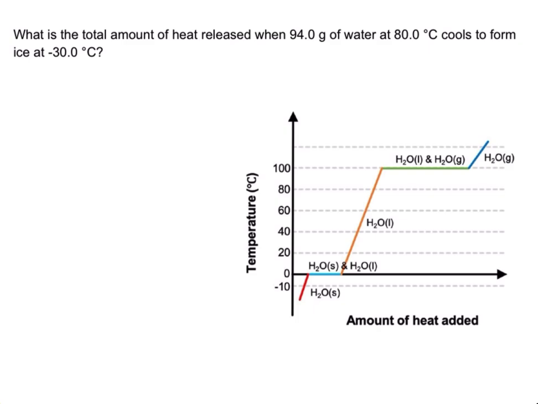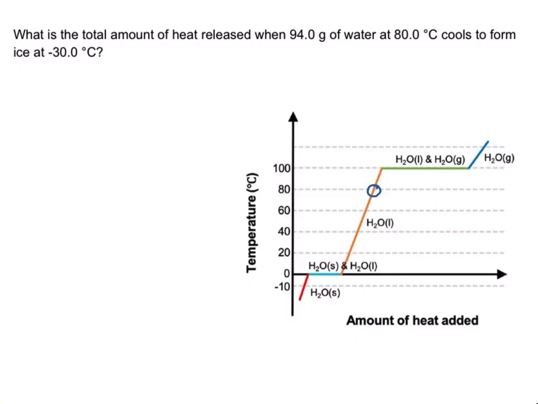In this example, we're asked what is the total amount of heat released when 94 grams of water at 80 degrees Celsius cools to form ice at negative 30 degrees Celsius. The first thing I like to do is make sure I collect all my given information and try to understand what parts of the heating curve we're talking about. So we're talking about water that starts off at 80 degrees Celsius. So we're talking about the substance in this region. And it says as it cools to form ice at negative 30 degrees Celsius.